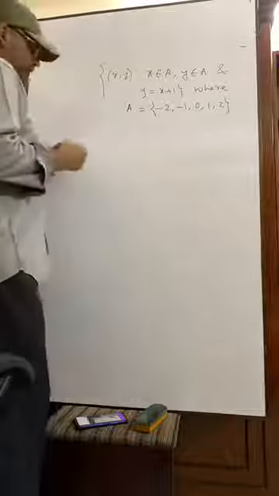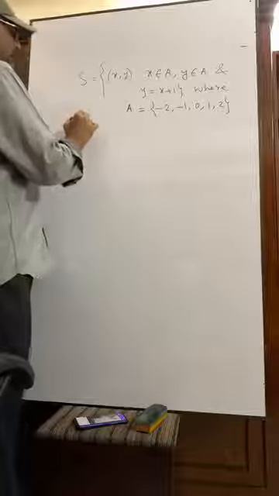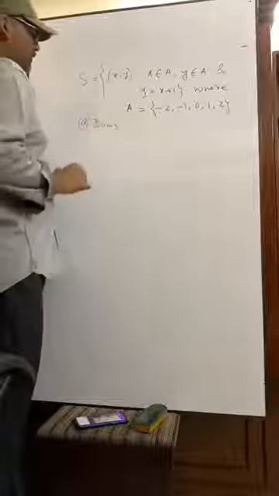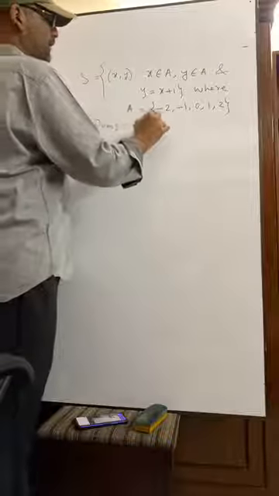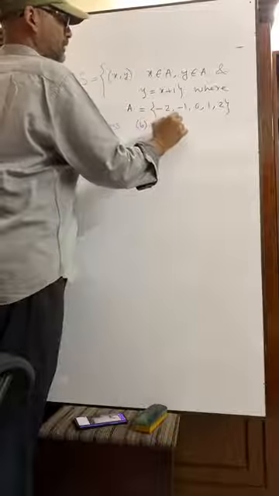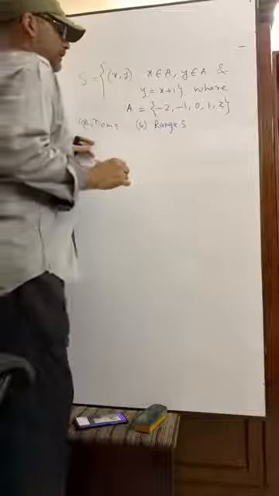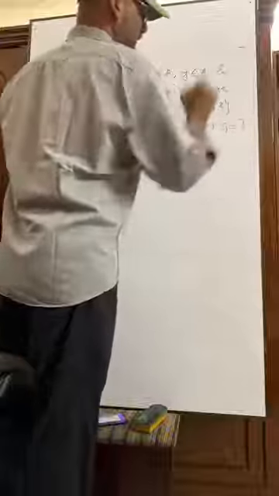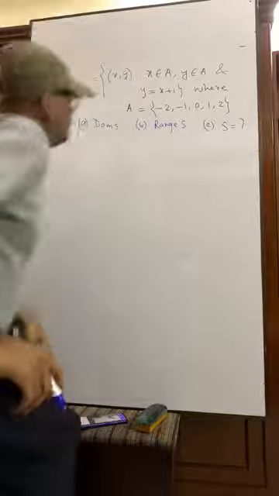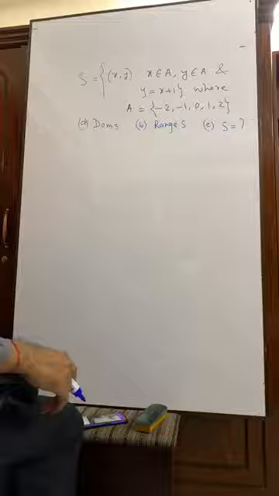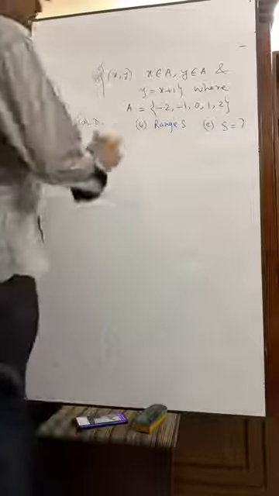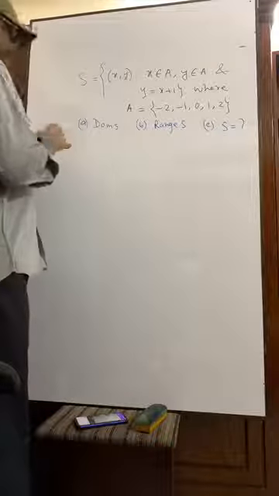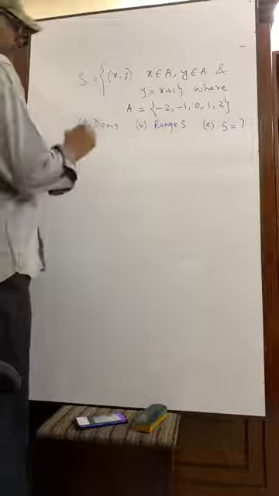The questions are: number A, what is the domain? Number B, the range. Number C, what is the set case? Okay? What will you do? Your work is to just see. You have to draw a table, like this.